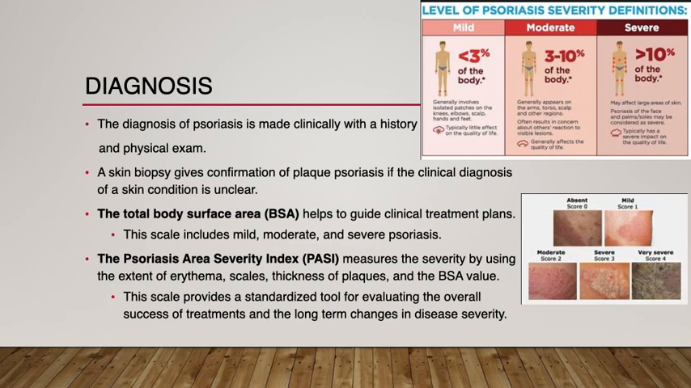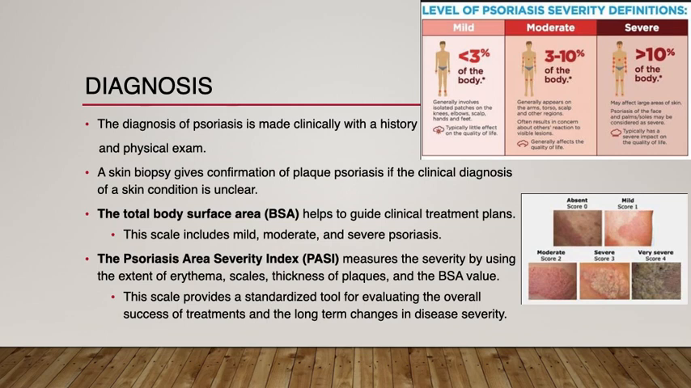The total body surface area is commonly used to guide the treatment plans for patients. This includes mild, moderate, or severe psoriasis. As pictured here, you can see that mild psoriasis is less than 3% total body surface area, moderate is 3 to 10%, and severe is greater than 10%.